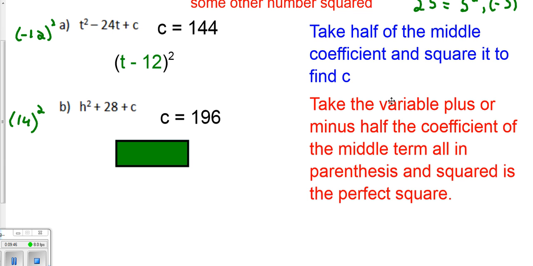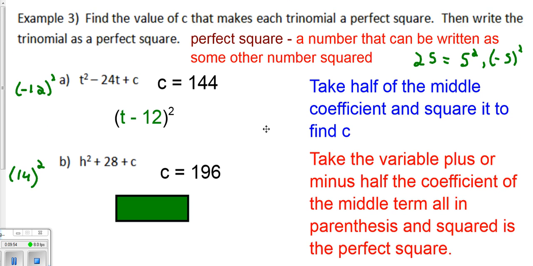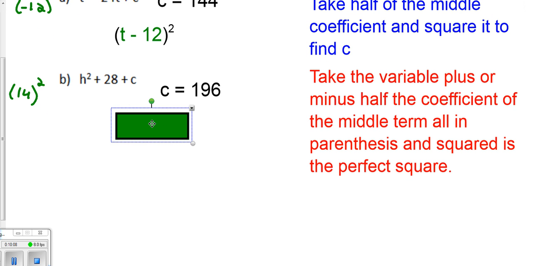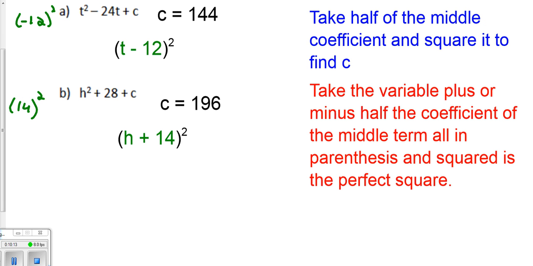Now, take the variable plus or minus half the coefficient in the middle term, all in parentheses, and square that. That's the perfect square. So like this one, our variable was t, minus half of that coefficient, so minus 12, like this, all in the parentheses squared. So same thing on this one. We want to take h as our variable, plus 14, and then square it. Oops, I guess I didn't notice this is supposed to be a 28h. If you want to write that in, make sure you know this was our middle term. This should have had the h with it. So this would be our perfect square.